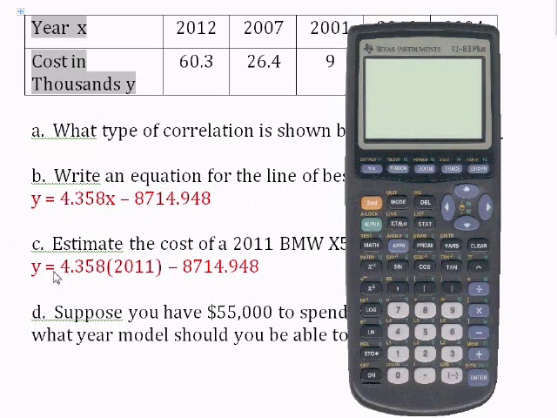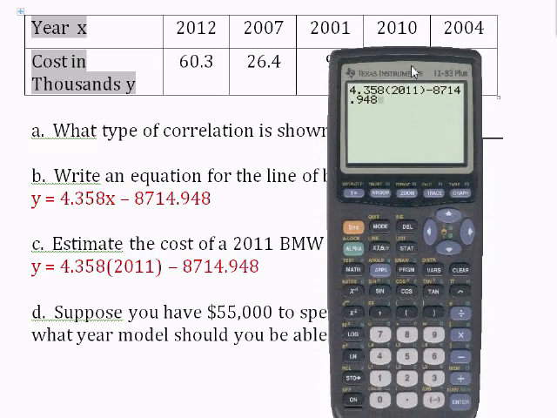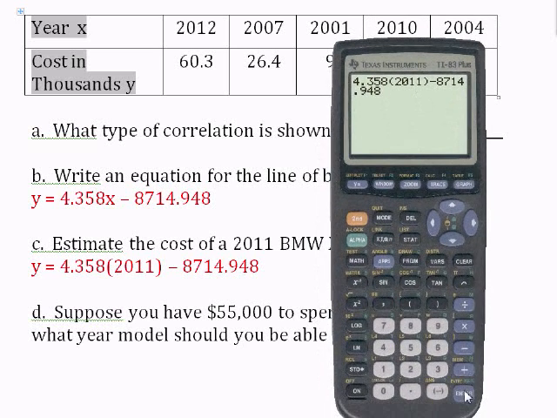Now, we don't want to put y equals. All we want to find out is what y is equal to. So we're going to type out the right hand side of the equation. We're going to type out the 4.358, parentheses. Now the parentheses is above the 8, 2011. Now, we just substitute 2011 in for x, minus 8714.948. And hopefully 2011 will give us a reasonable value that lets us know our equation was fairly accurate. We press enter and we get 48.99.